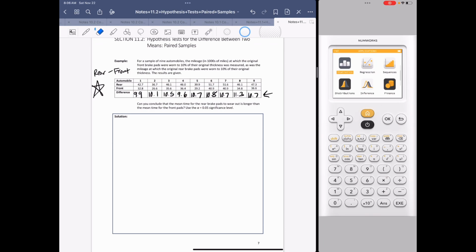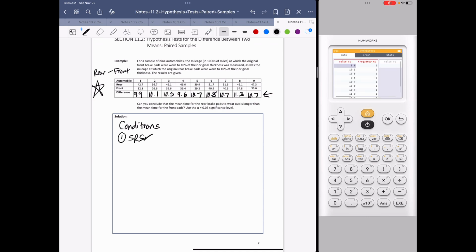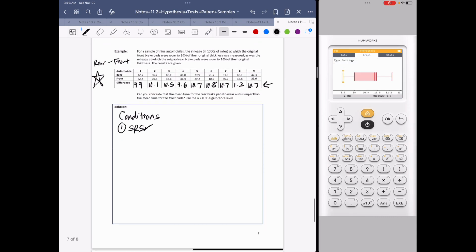Once you've got your differences, check them with mine, and enter them in the calculator, just the differences. Once you've done that, turn the video back on. Our conditions are going to be SRS. I'm going to go to my statistics. I've entered my data. I'm going to graph it, box plot. There's my box plot. No outliers. Normal check.